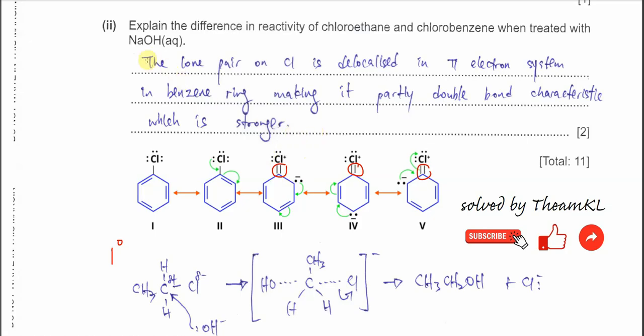So that's why you have this answer. The lone pair on chlorine is delocalized into the pi electron system in the benzene ring, like this movement. No need to draw this mechanism. Which makes it have partial double bond character. So it has this partial double bond character, which is stronger bonding than this single bond. That's how you explain it for chlorobenzene. Okay, that's all. Thank you.